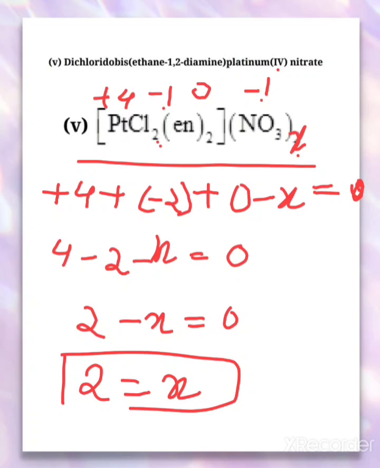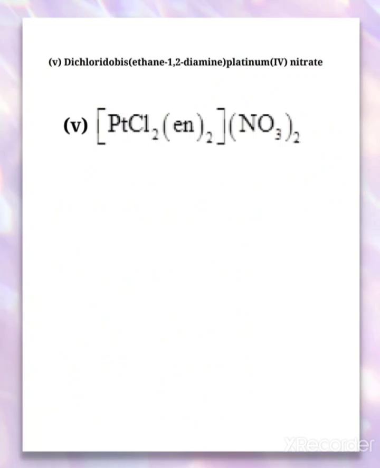So what we got from this one? That is X is equal to 2. That means, what is X? That is the nitrate ion. How many nitrate ions are there? X is equal to 2 we got. So that is what we got, 2 here. So why is it written 2? Because we found it out by keeping the X, and we have solved it. So we got X is equal to 2. So this is the formula for this complex.